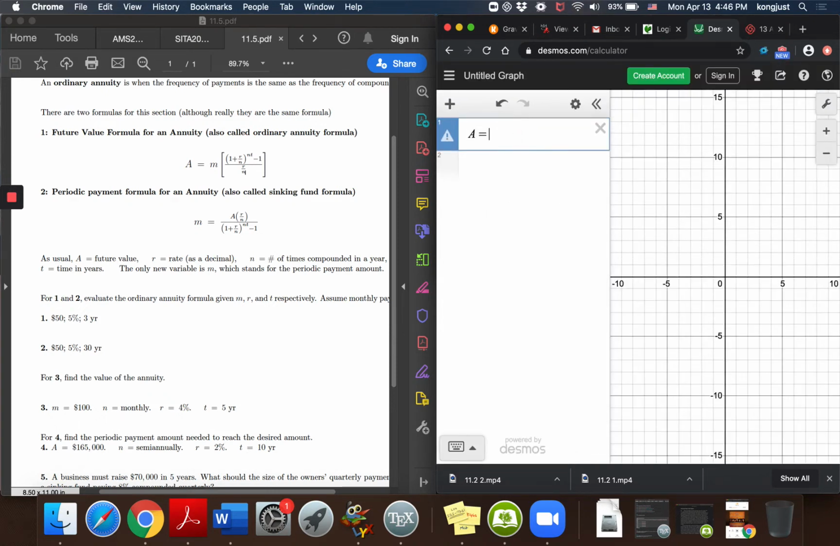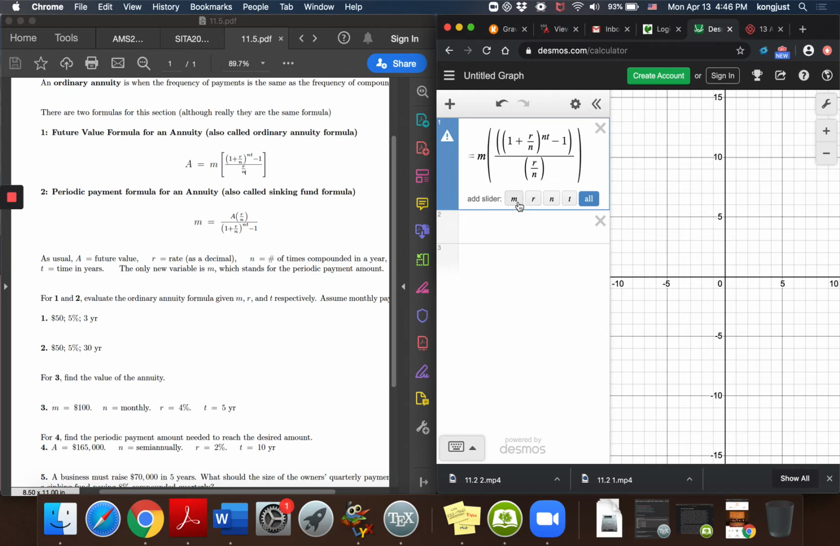All right, let's start with A. Let's type the formula. A is equal to M, let's do it the way that they have it written: 1 plus R over N to the NT minus 1 close parentheses divided by R over N. And close the bracket. Okay, so here's the formula. Wait, what did I type wrong? Oh, I don't know if it doesn't like the brackets, so I gotta use parentheses for some reason.